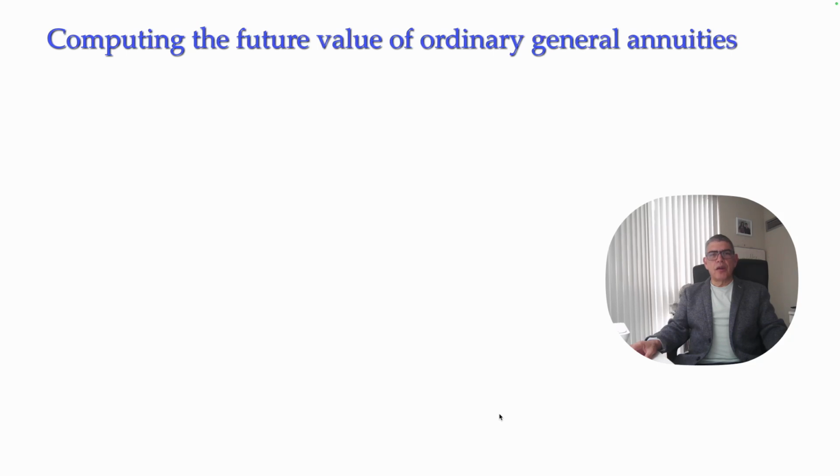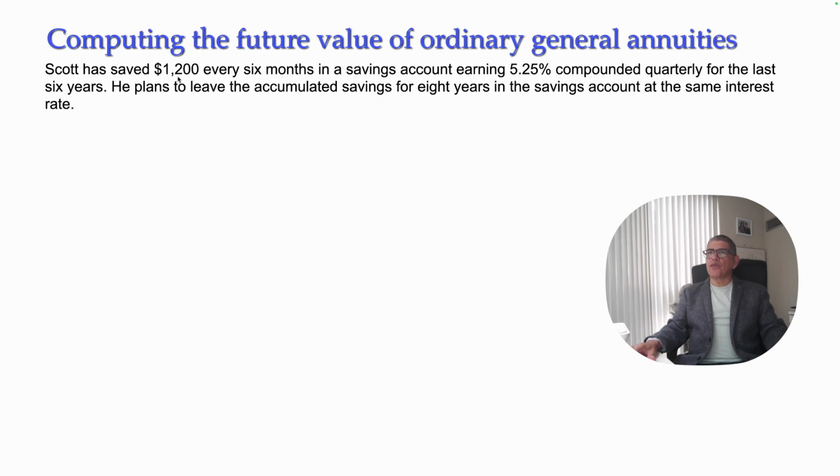In this video, I will be explaining an example of a problem in which we have a general annuity. Let's see the problem. Scott has saved $1,200 every 6 months in a saving account, earning 5.25% compounded quarterly for the last 6 years. He plans to leave the accumulated saving for 8 years in the saving account at the same rate of interest. How much will Scott have in total in his saving account?